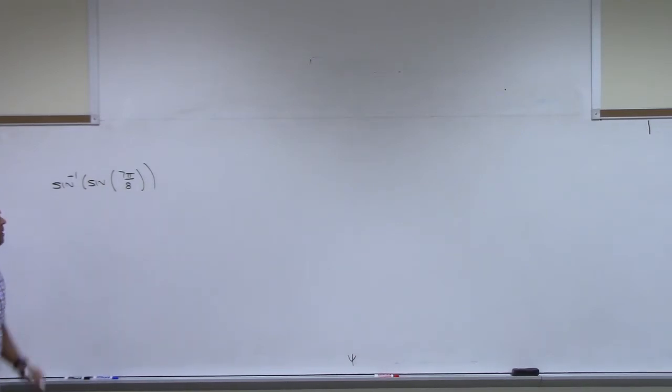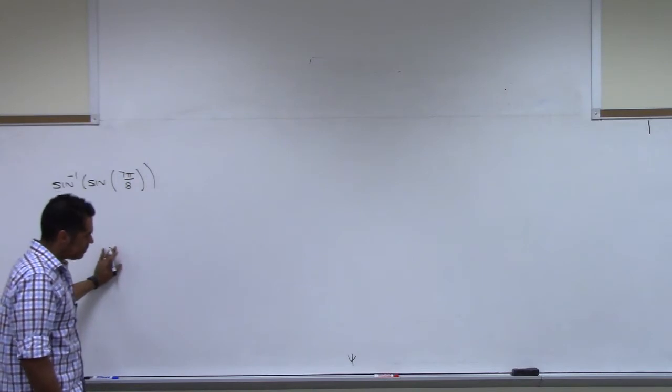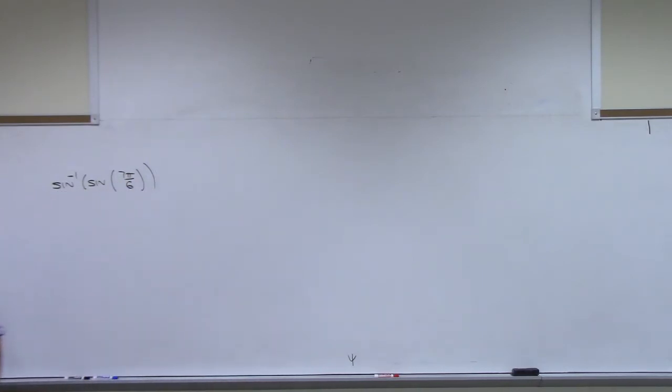So what did I say we should do here? First find the value of... Oh, wait, hold on. I didn't mean to put 7 pi over 8, because there's a limit of 5. I meant to put 7 pi over 6. I meant to give you an angle you can actually find. Sorry. Okay, that's what I meant. I apologize. So do we know where that is?